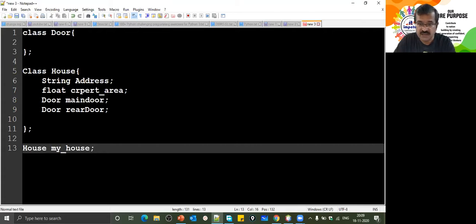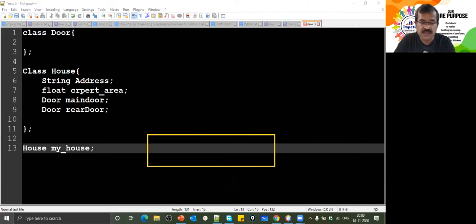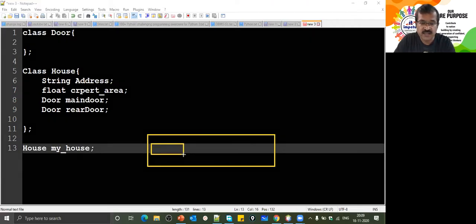represent it logically, how will it be represented? It could be something like this. I have an object of class house called my house. Inside this my house, I have attributes: string address, float area, carpet area. And after that, I'll have two objects. One is an object of type door, that is main door, and another is an object of type door, that is rear door. Is that okay?